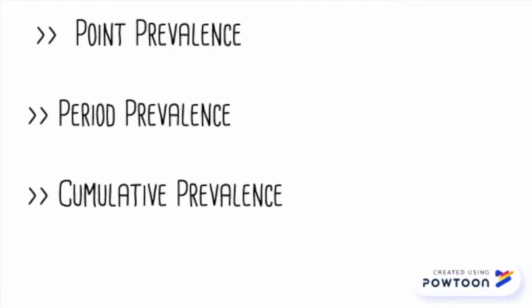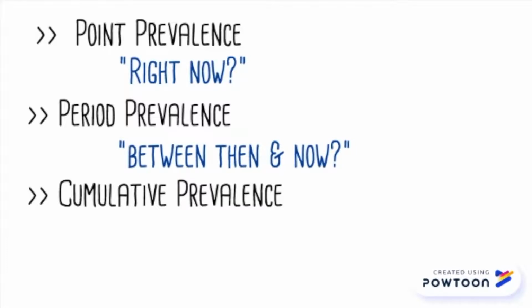There are three main types of prevalence. The first is point prevalence, where only a single point of time is being looked at. The second is period prevalence, where a period of time is being examined. The third is called cumulative prevalence, where only cases having occurred up until a certain point are looked at.